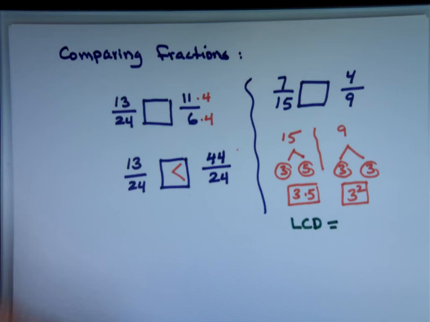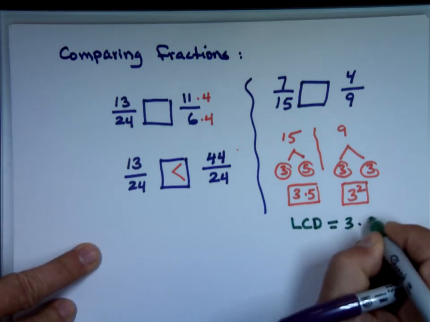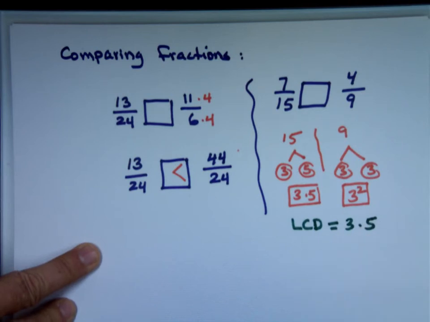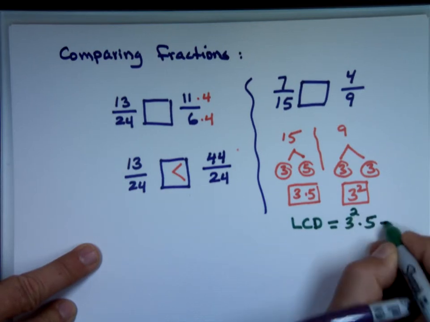Well, let's look at it. What do you have for factors? 3 and 5. And each of them raised to its highest power. What is the highest power of 3? 2. What's 3 squared? 9 times 5? 45.